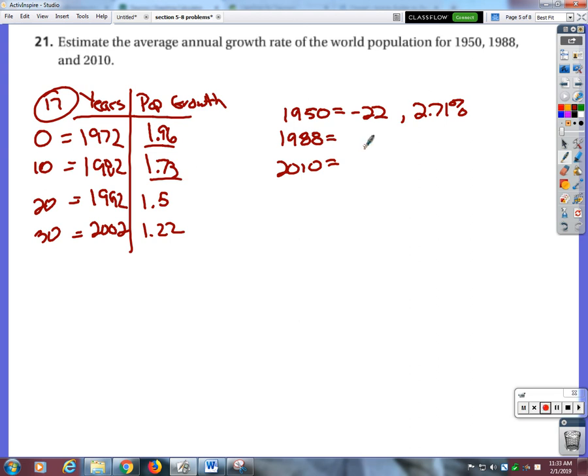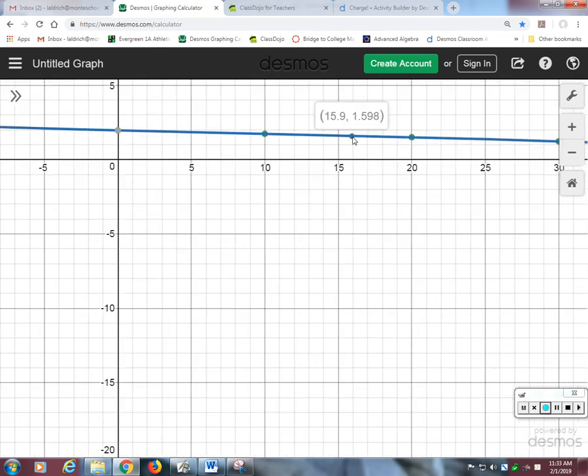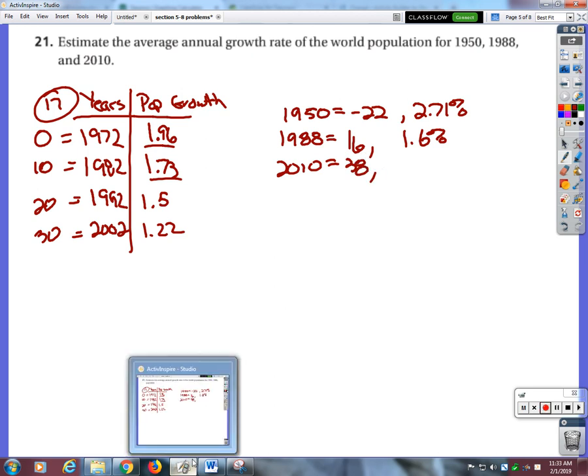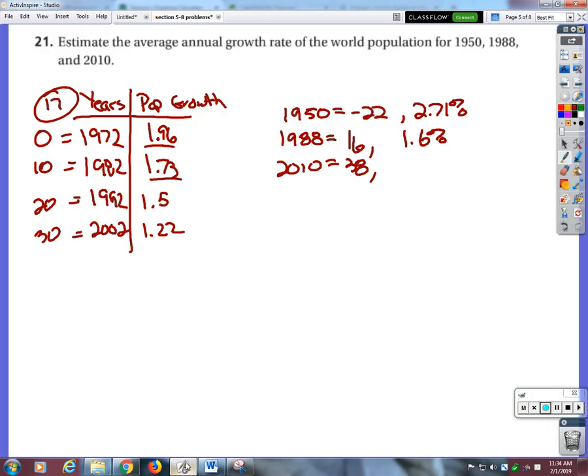Okay, 1988 is what x value? How many years from 72? 16. So now I'm going to go back to the graph, and I'm going to go to x equals 16. And I'm going to click on that. And it says the growth rate then is 1.6%. And then finally for 2010, that would be what? 38. So now 38 from 1972, because we made 1972 be 0. Okay. So I'm going to go to 38 on the graph, and that tells me that the growth rate then would be 0.93%.